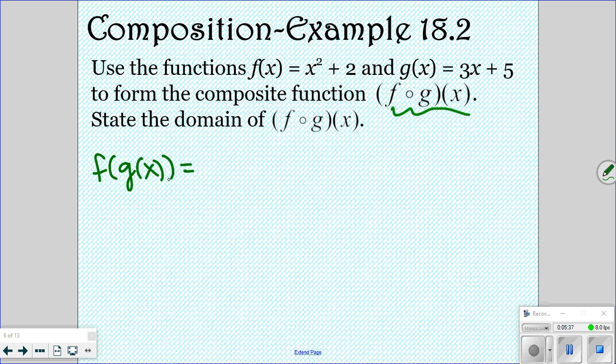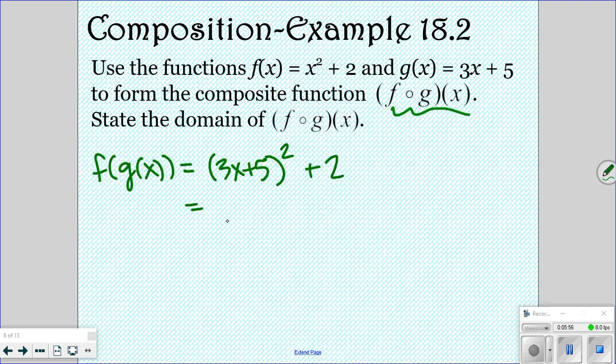And so g of x needs to go inside of f. So g of x is 3x plus 5. So instead of x, I'm going to put 3x plus 5, and then squared, plus 2. And then we want to simplify.